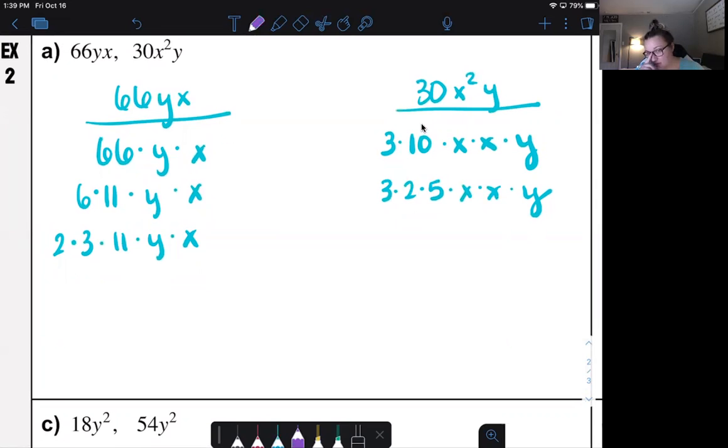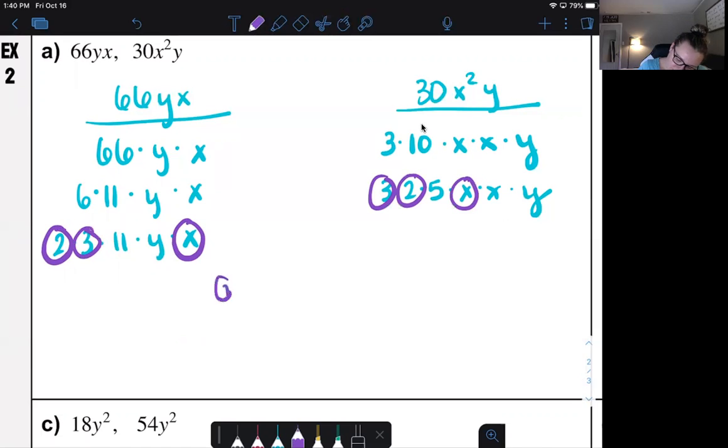So what I need you to do is circle what factors they have in common. It looks to me that they both have a 2, they both have a 3, and they both have an x. So their greatest common factor is 3 times 2 times x.